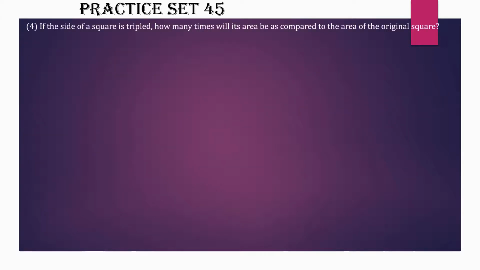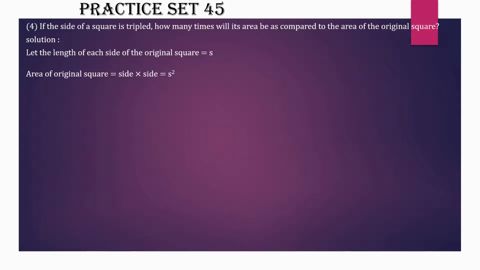Fourth question. If the side of the square is tripled, how many times will its area be as compared to the area of the original square? Solution. Let the length of each side of the original square be equal to S. Area of original square is side into side, that is S square.